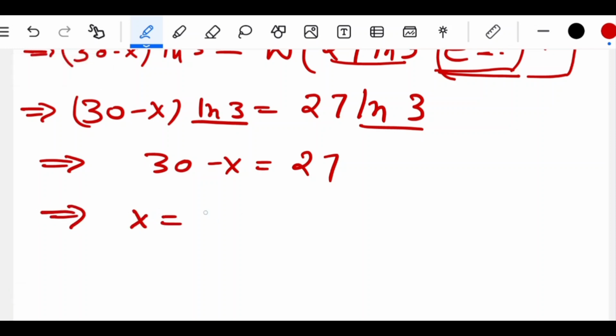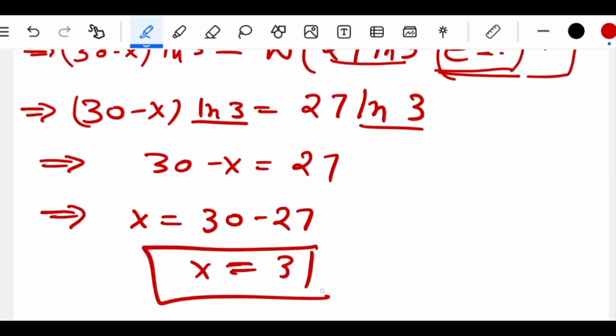Now x is what? 30 minus 27. x is equal to 3. So by using the Lambert W function, we find the value of x equal to 3.